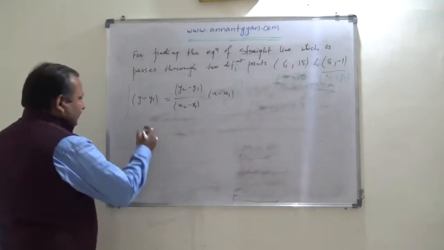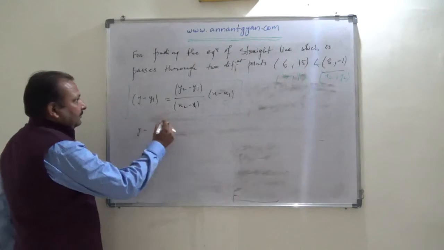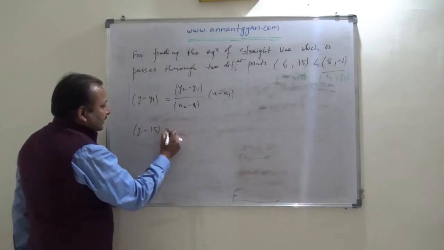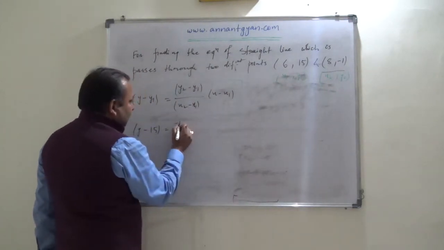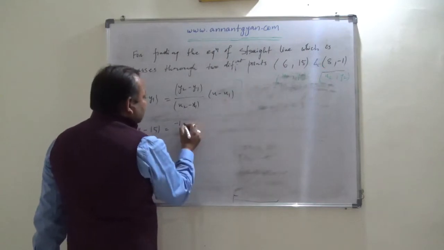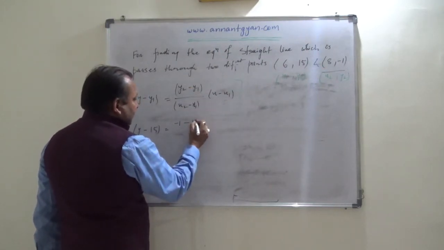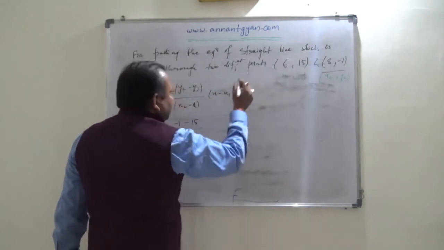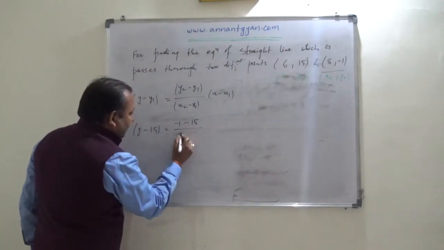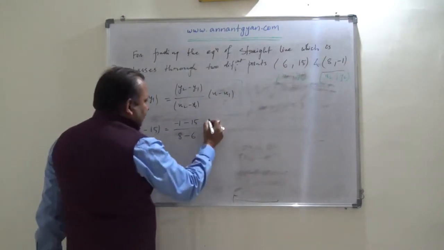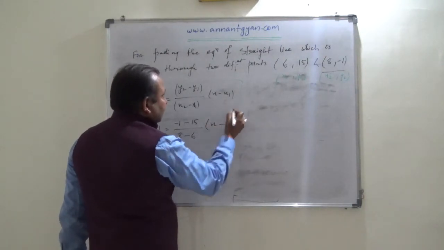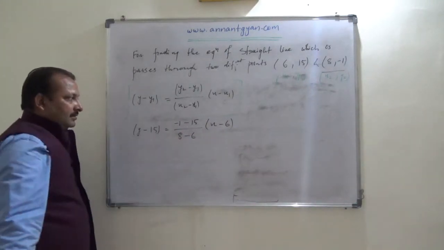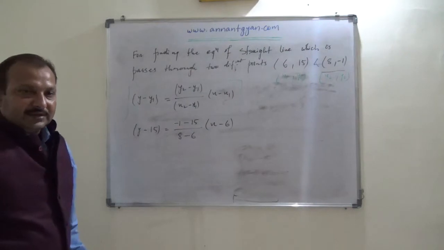of a straight line. So this is y minus y1. y1 is 15, so I shall write y minus 15, that is equal to y2, which is minus 1, so I shall write minus 1 here, and y1 is 15, so minus 15, divided by x2 which is 8 and x1 which is 6, so 8 minus 6, into x minus x1, x1 is 6. So from this particular equation we shall get the equation of that straight line.